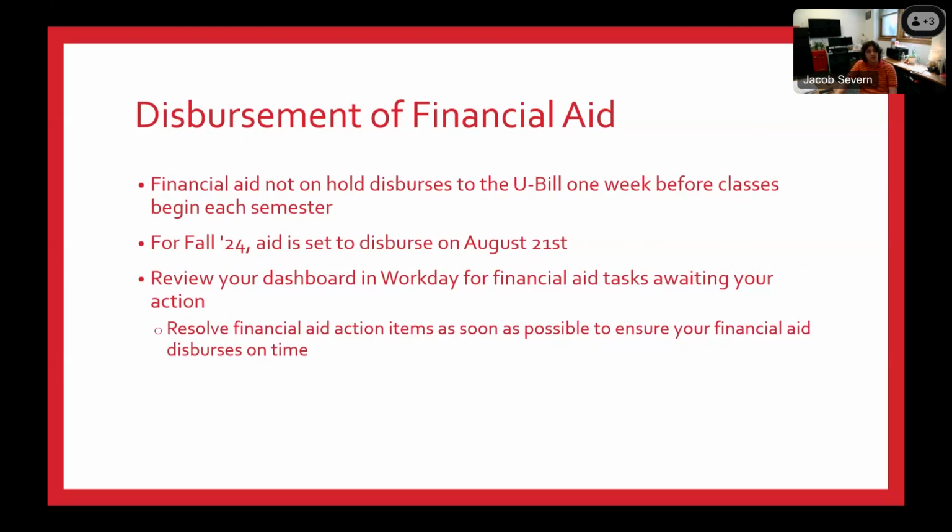After all action items have been completed and students have ensured that there are no holds on their account, they can expect their financial aid to disperse 1 week prior to classes starting each semester. So again, financial aid not on hold will disperse to the U-bill 1 week prior to classes starting. For fall 24, aid is set to disperse on August 21st, which is the Tuesday prior to classes starting. For the spring semester, they can expect their financial aid to disperse 1 week prior to classes starting in January.